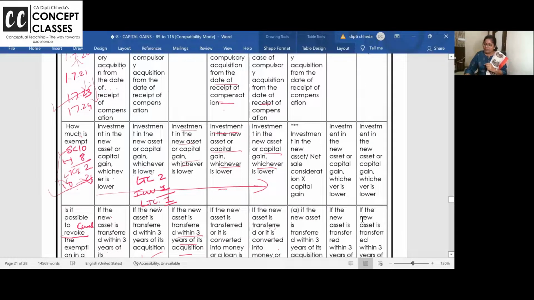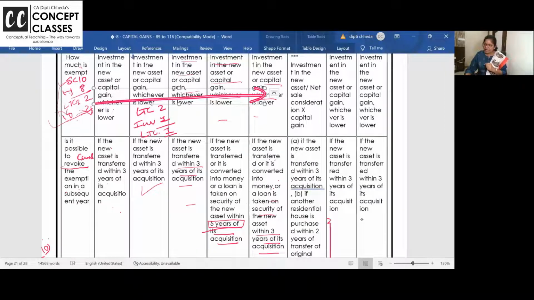Yeah. Invest in the new capital asset or capital gain, whichever is lower, will be exempt. Is it possible to revoke? Yes. Don't transfer for 3 years. 3 years. This warning sign is the same, a red signal, stop, 3 years are not over, wait, don't sell, don't sell.